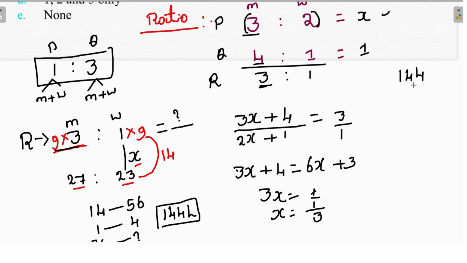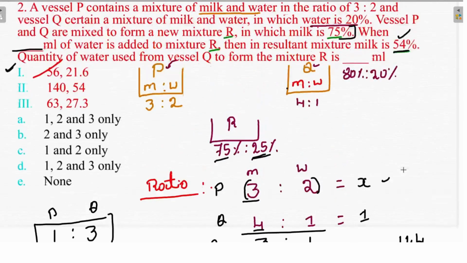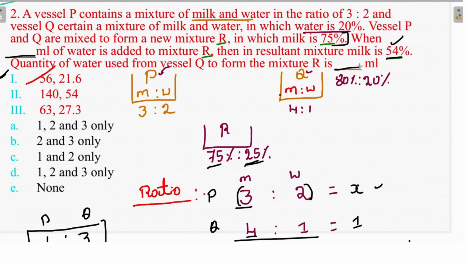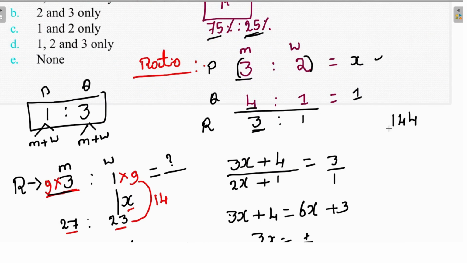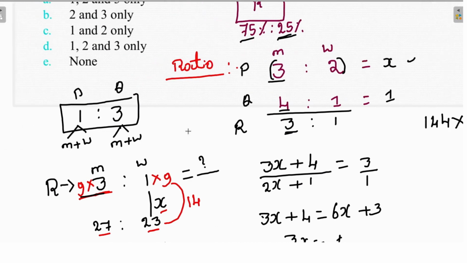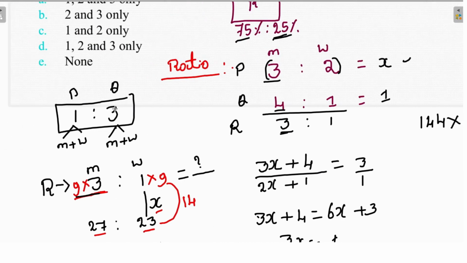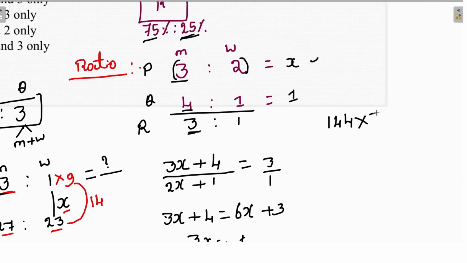Now 144. So initially, after mixing, we have 144 liters in vessel R. In vessel Q, how many liters are you taking? That's why I need to find out the water. Concentrate now on vessel Q. In 144 liters, what is vessel Q's share? The ratio is 1:3. Vessel P will be 1, vessel Q will be 3, which means I want to know how many liters you are taking from vessel Q in total. From vessel Q you are taking 3/4, total 3 parts out of 4.